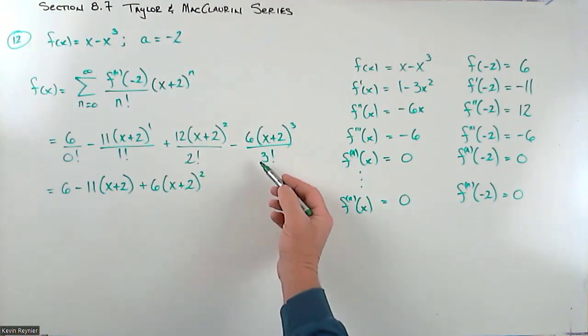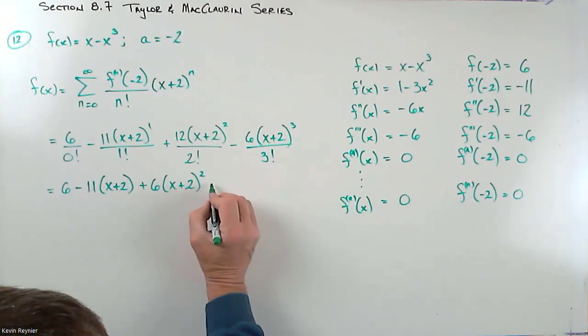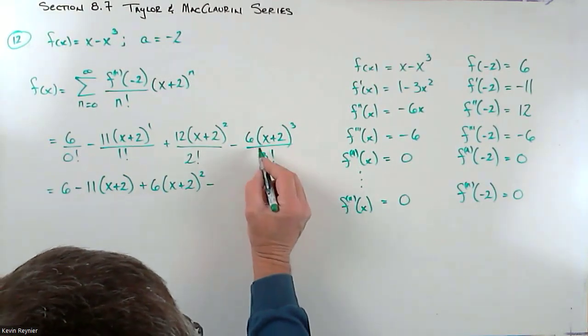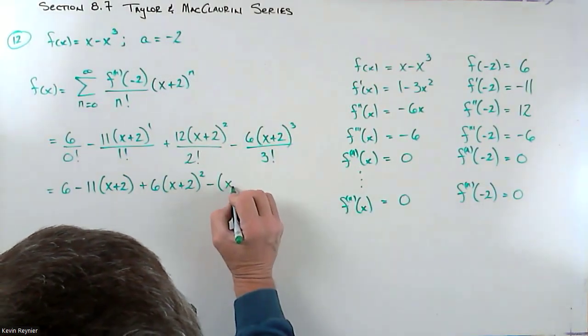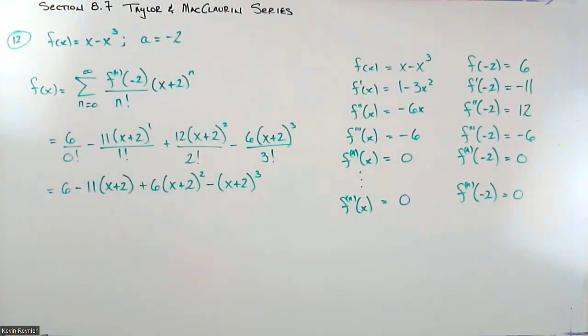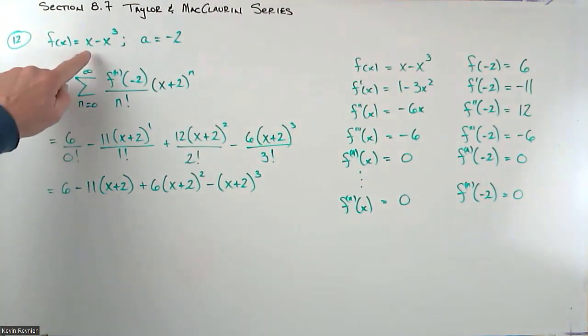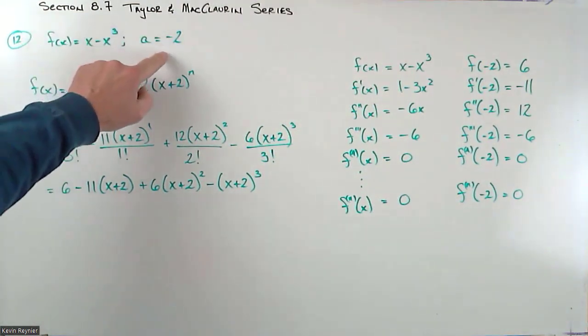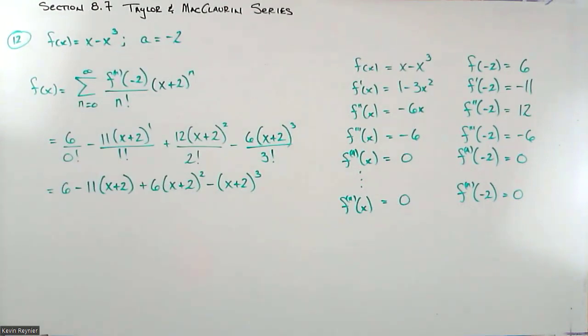And then 3 factorial is 6, and so this is minus, because that would cancel that, and we get x plus 2. So this is our power series representation of f of x equals x minus x cubed centered at a equals -2. All right, so that was number 12.